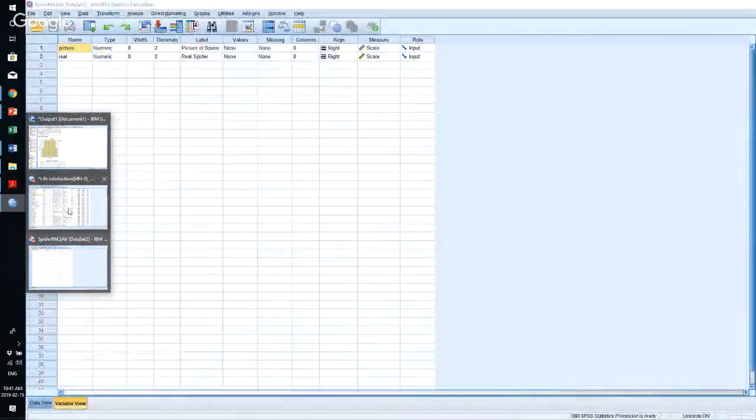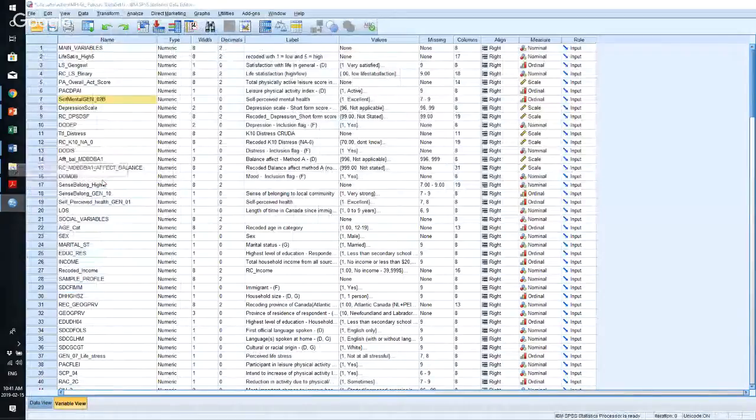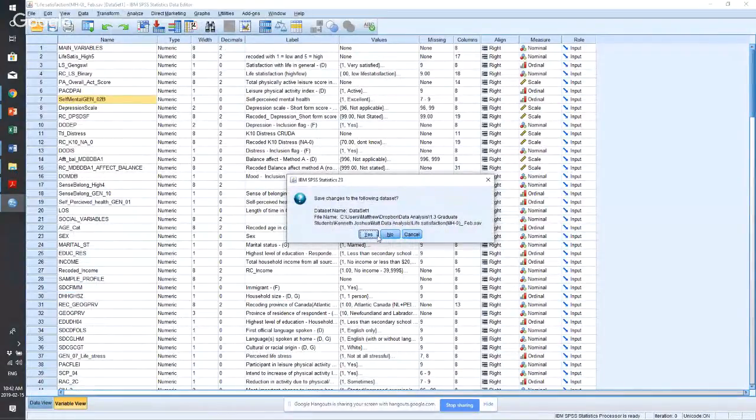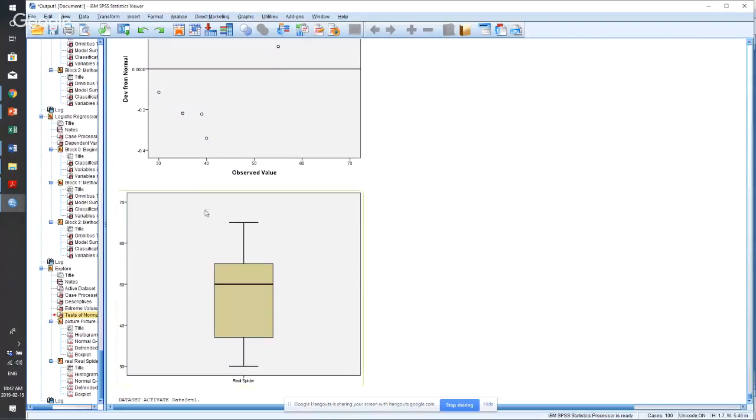I gotta get rid of this. Do I want to save this? I think I better. Okay.